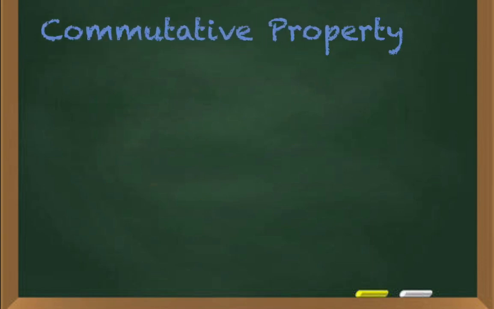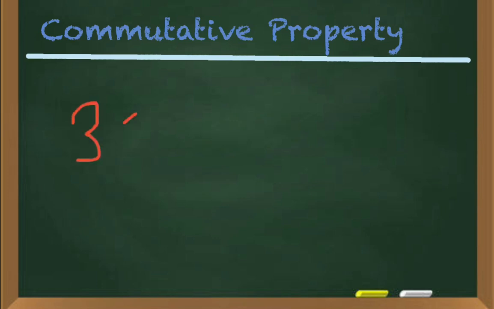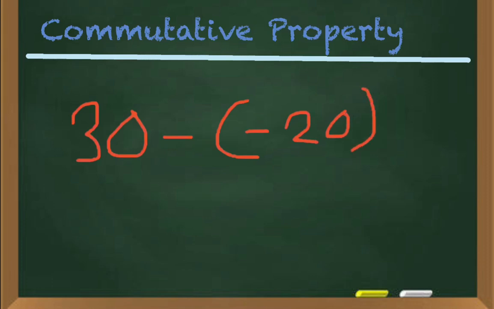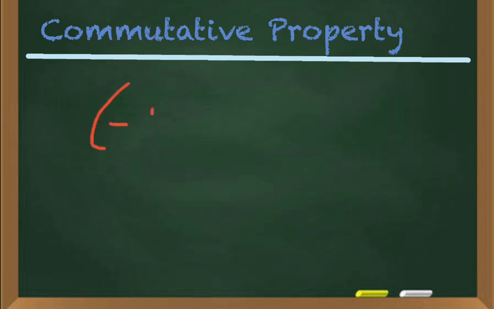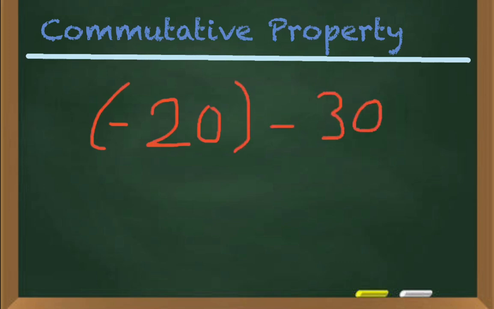Commutative property. For example, we have to subtract 30 from minus 20. So here we will get minus 50 as the answer. But if I tell you to subtract minus 20 from 30, at that time our answer will be 50 here. As after adding these both we will get 50, the greater value here is 30, which has a negative sign. So the answer is also coming in negative.